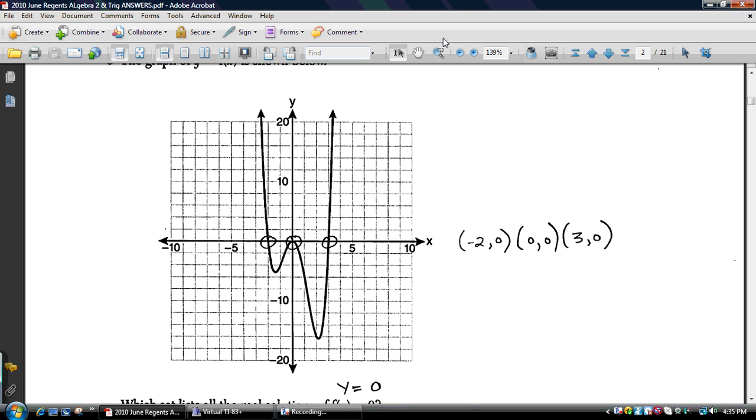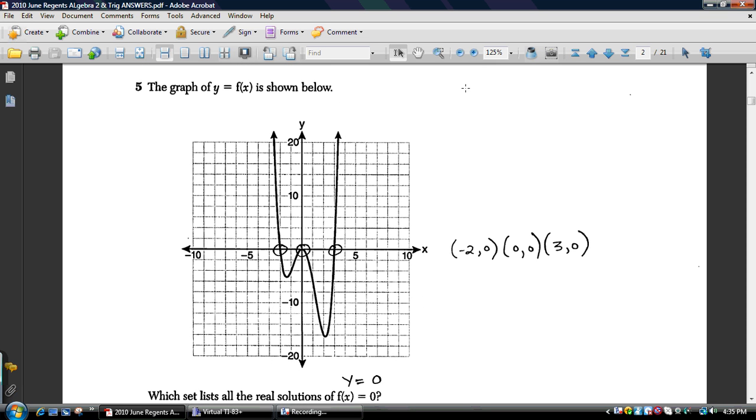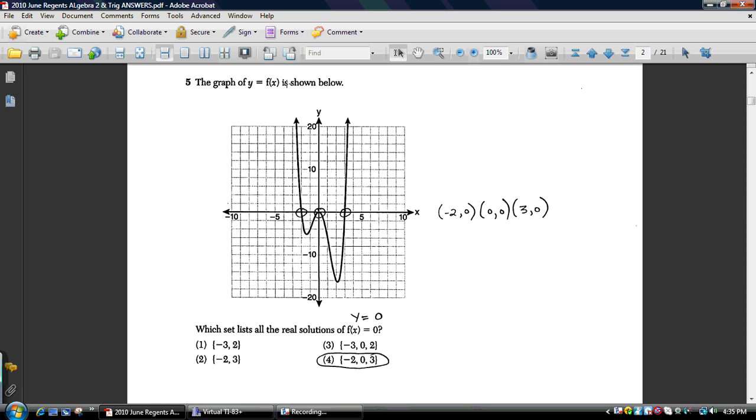The graph is shown below. Let's switch back out a little bit. So let's go out even more so we can read the whole thing. Graph shown below. Which set lists all the real solutions? What you do is the real solution.